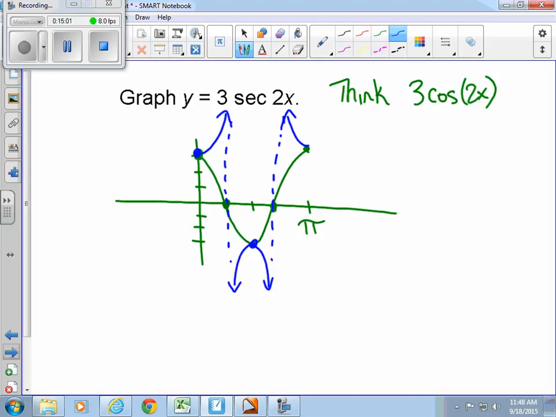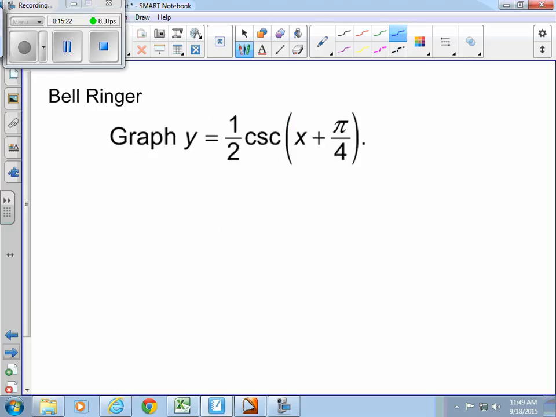Remember, these graphs do go on infinitely if you wanted to graph more, but 1 period is enough unless it says otherwise. Any questions about this one? Does it make sense how to graph cosecant? Once you know sine, cosine, it's not too bad here.